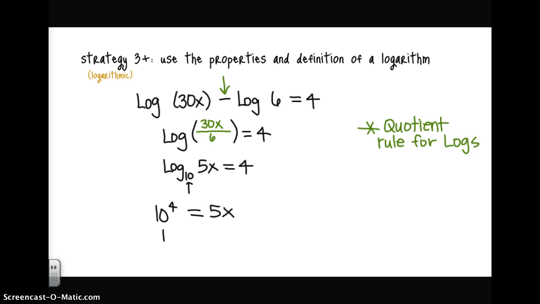10 to the fourth, that's a 1 followed by 4 zeros. That is 10,000, wonderful people. Equals 5x. X then equals 2,000. Ta-da. So yes, we use the quotient rule, but then we followed it up with the definition of logarithms.